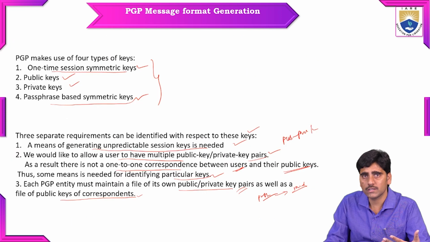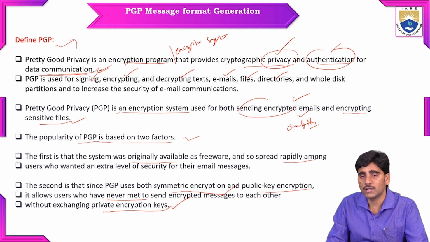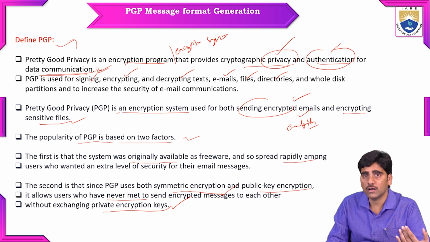So what is PGP? How can we define it? PGP is an encryption program or encryption system that provides privacy and authentication for data communication. And PGP is popular because of two factors. One is that it is available as freeware, and we can use different keys for the encryption and decryption process. Because of these two, PGP becomes popular.